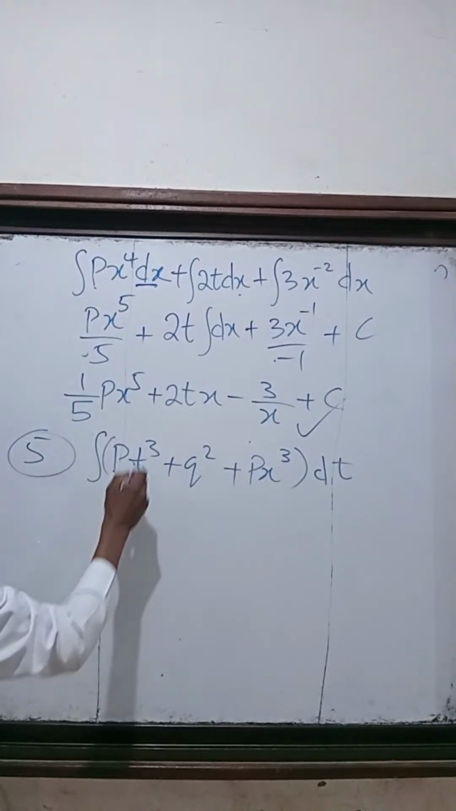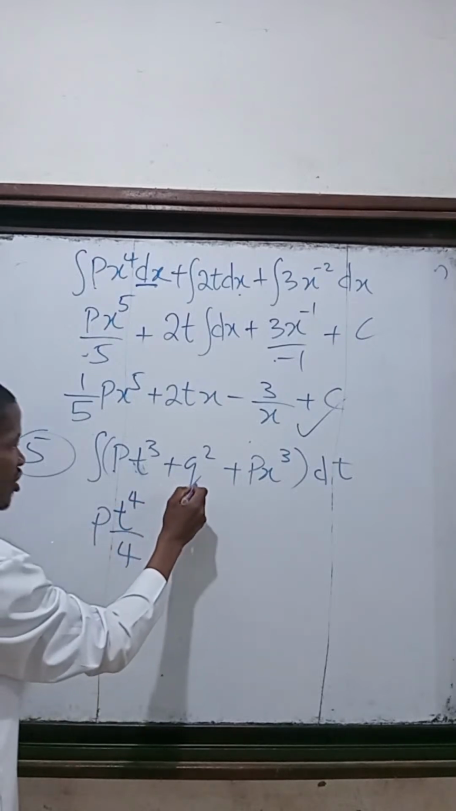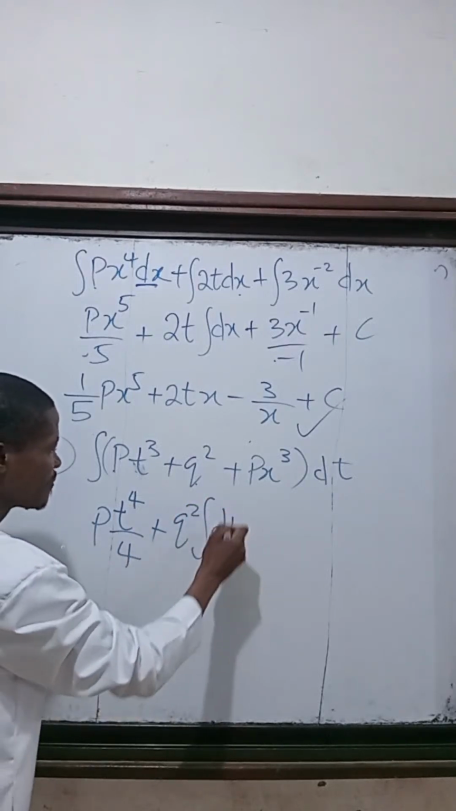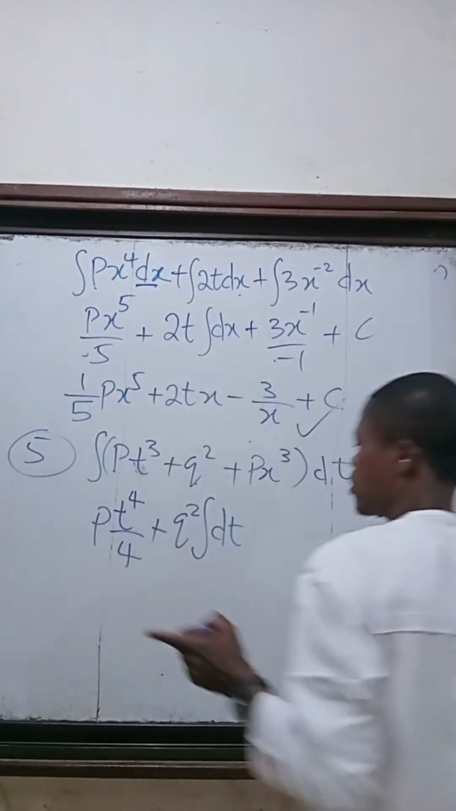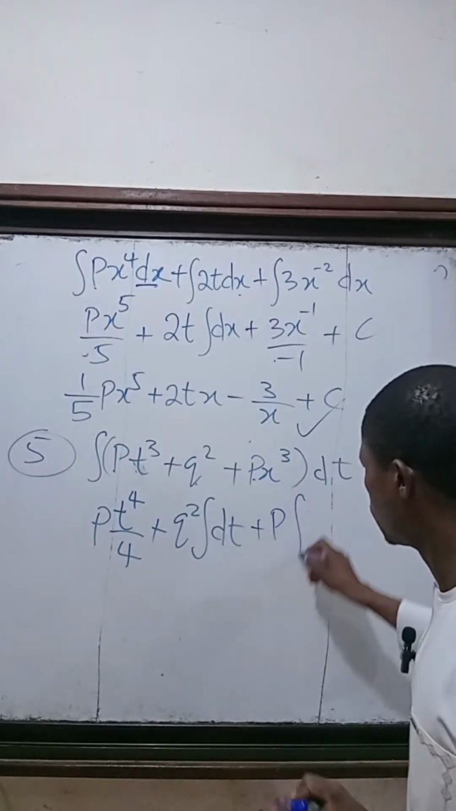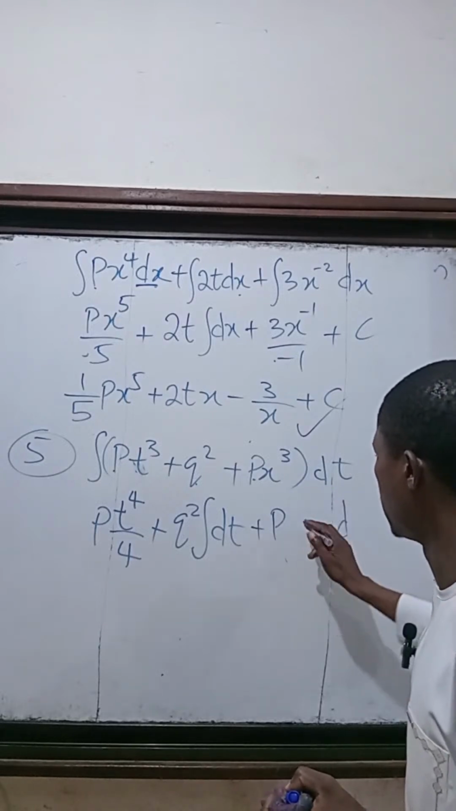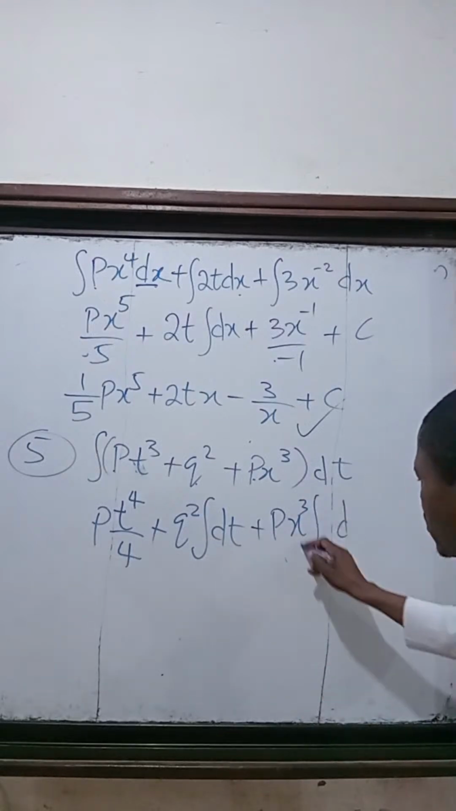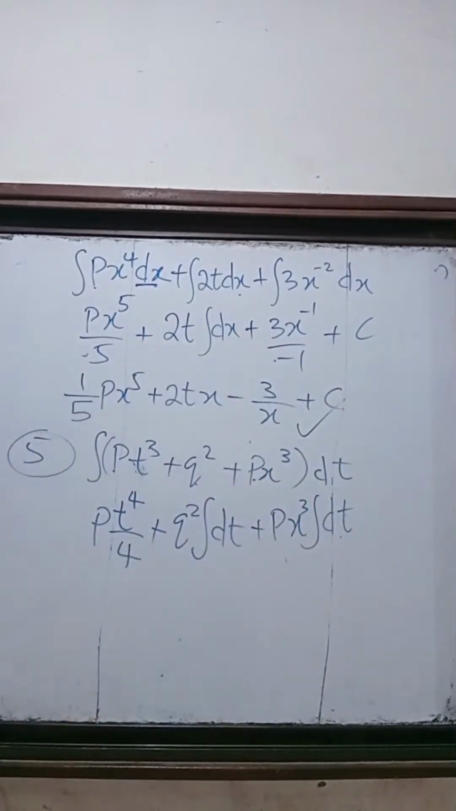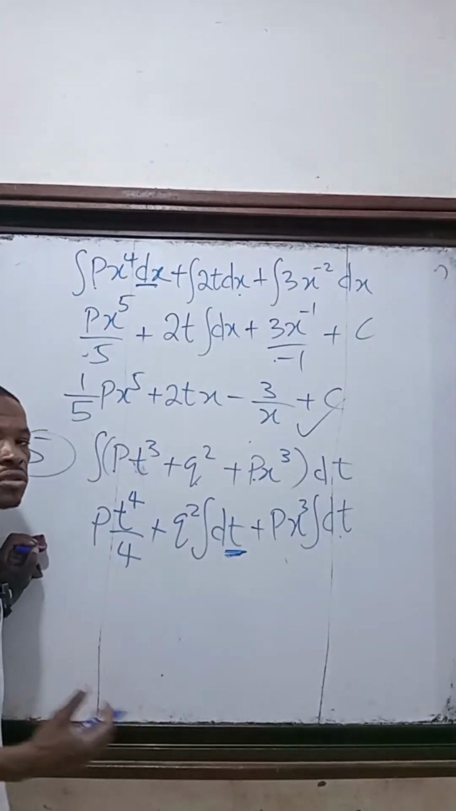So we're having t to the power 3 plus 1, that's the power 4, over 4. Your p is a constant. q also is a constant. You're having q squared integral of the t. So your q squared is a constant. Then plus this one also, p is a constant. You're having s cube, the t. Even s cube is also a constant. These two are constants. You are only integrating the t. If the function does not have a t, then such a function is a constant.